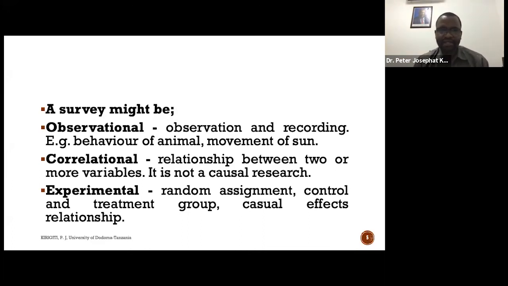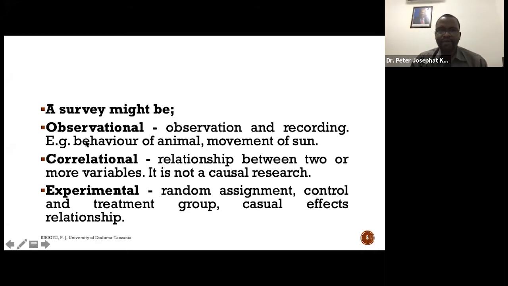Now, as we know, if you want to establish a causal relationship, we need to have a random assignment, meaning the units of interest have to be random. We'll have two groups in order to make a comparison, a control and a treatment group. So through the experimental survey, we can establish a causal effect.